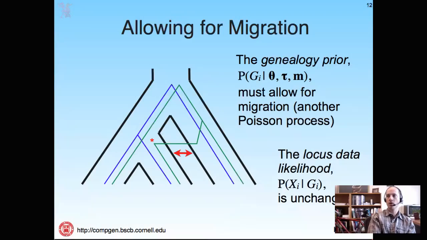The locus data likelihood, on the other hand, isn't affected at all by the introduction of migration. Remember, the locus data likelihood is just the probability of a particular alignment given a fixed genealogy, so essentially given a tree with a set of known branch lengths. Once you fix the genealogy, you don't care whether or not that genealogy arose via migration in calculating the probability of the data. So this portion of the likelihood function can still be calculated using Felsenstein's algorithm with whatever substitution model you like, in the same way as it could in the standard MCMCcoal method.